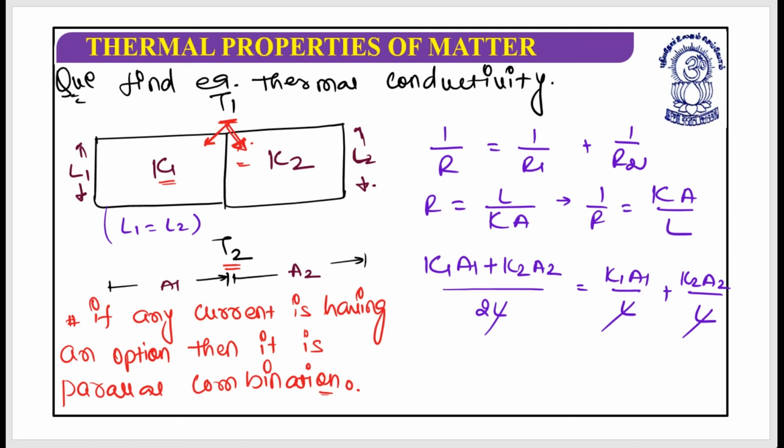I hope this is clear. So you can write it like this: K equivalent times (A1 plus A2) by 2 is equal to K1 A1 plus K2 A2. From this you can find this K equivalent and things will be done. I hope this is clear. Is it clear? Are you sure?